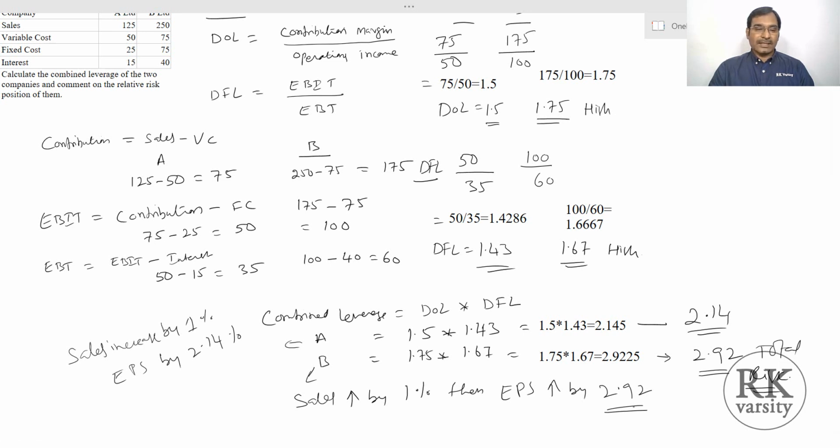The higher the combined leverage, the higher the risk the company faces. So this is how you need to calculate the degree of combined leverage and interpret it.